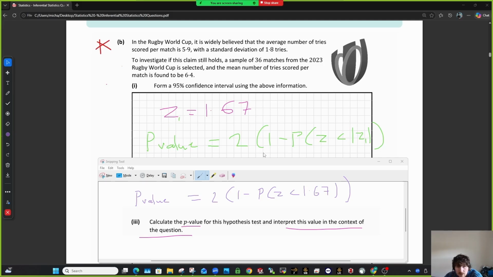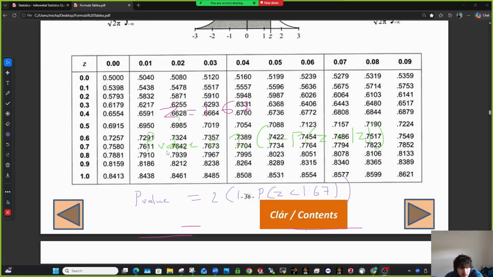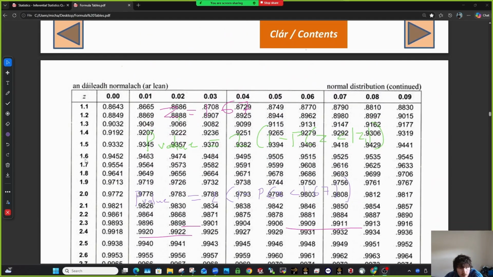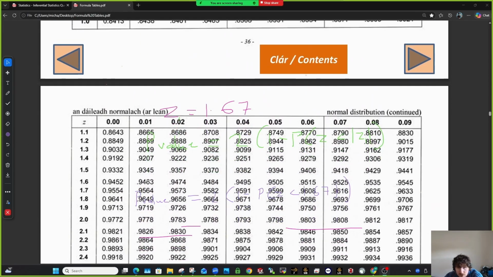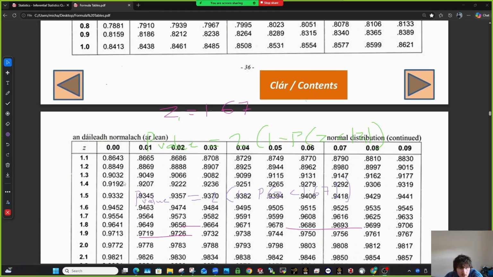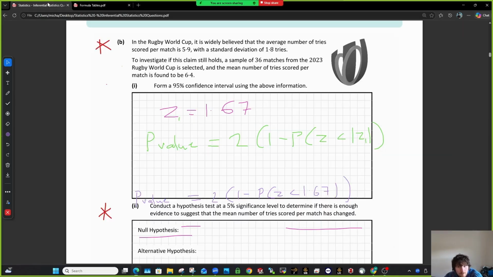So yeah, let's do that. Let's go to our formula tables and see what's below 1.67. Okay, so we're in the formula tables here, and we can see what's below 1.67. The formula tables always give you what's below the z-score. So what's below 1.67 is this number here, 9525, easy number, remember, okay?